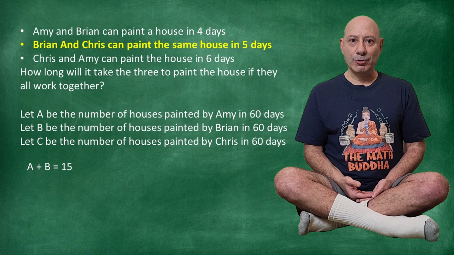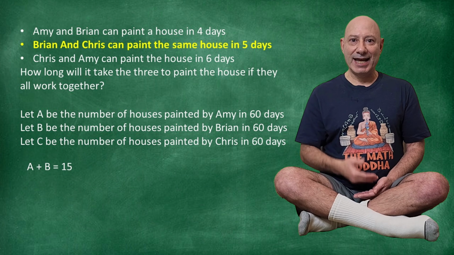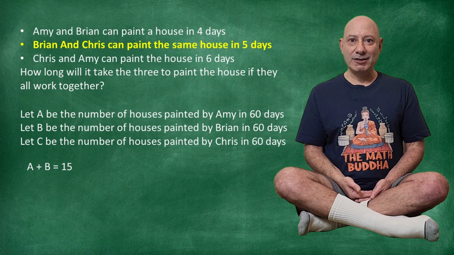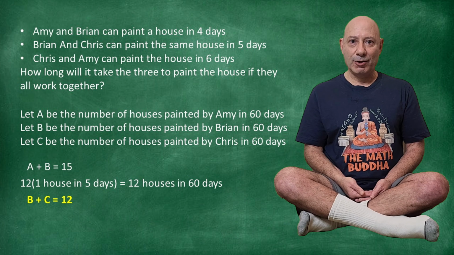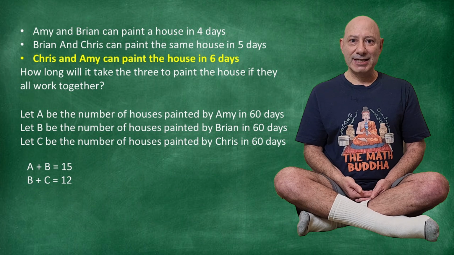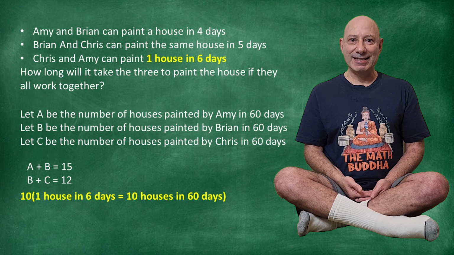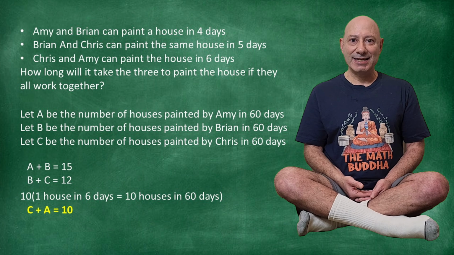Next, Brian and Chris paint a house in 5 days, which means that they're going to paint 12 houses in 60 days. And we can write that as B plus C equals 12. Finally, Chris and Amy paint the house in 6 days, which means that they will paint 10 houses in 60 days. And we write that as C plus A equals 10.